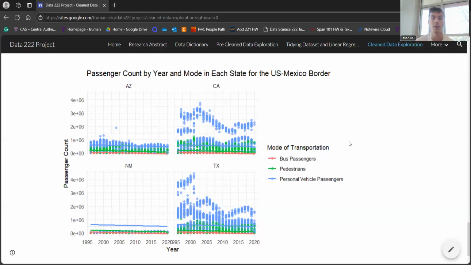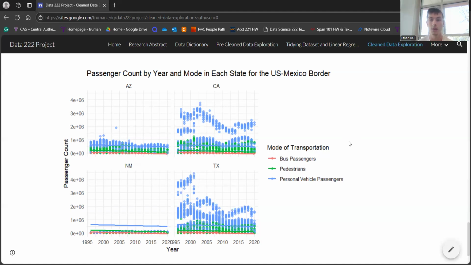The model revealed that, for example, personal vehicle passengers showed an upward trend, while pedestrian traffic remained relatively stable. Bus passenger traffic, however, fluctuated more significantly. Why did we choose a multiple regression? The regression model allows us to quantify how different factors, time and mode, contribute to the total count of passengers. It helps isolate trends and patterns that real-world data can mask.